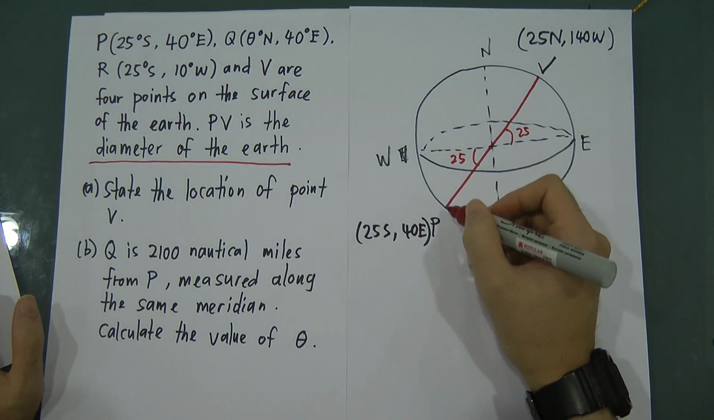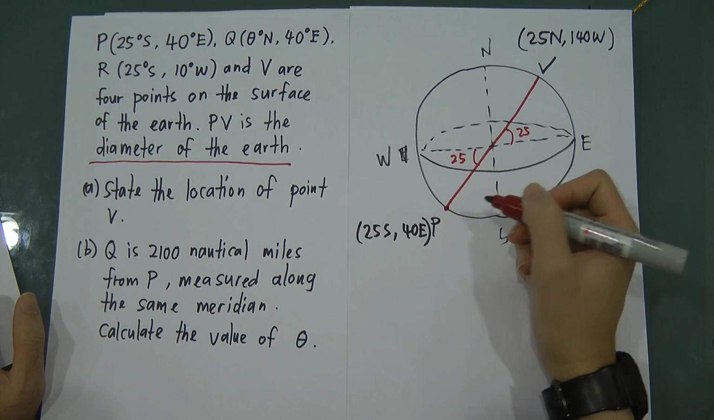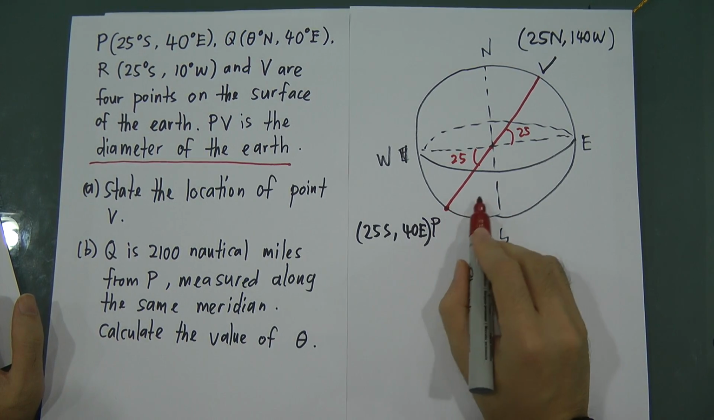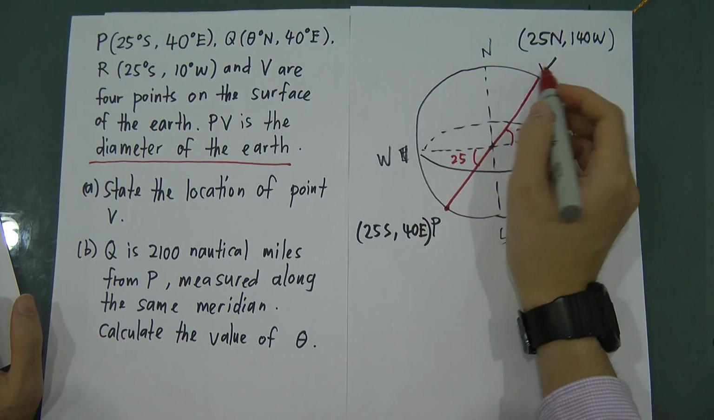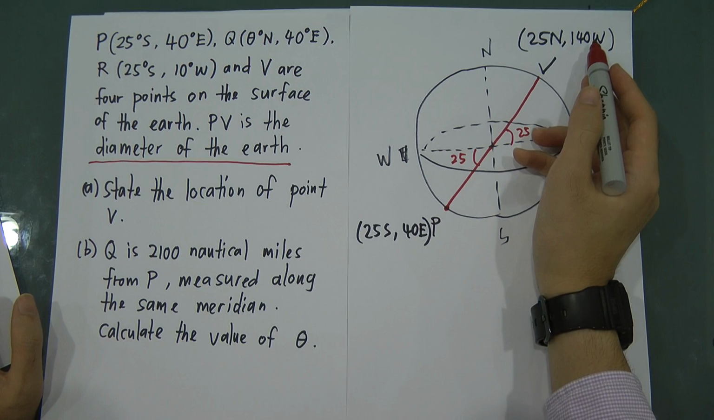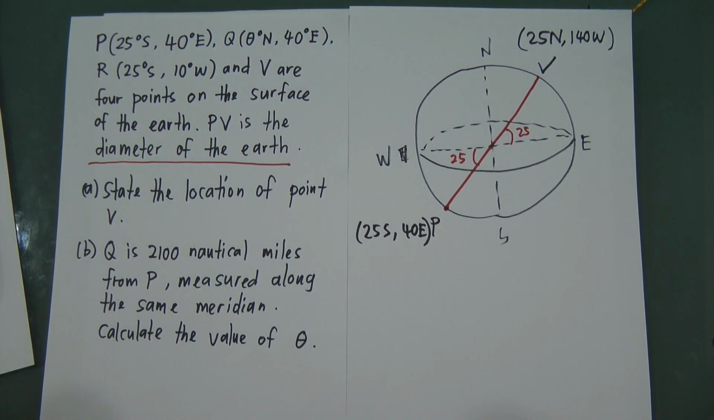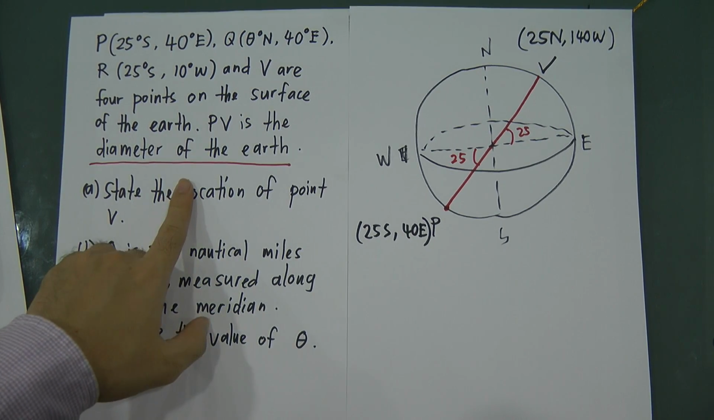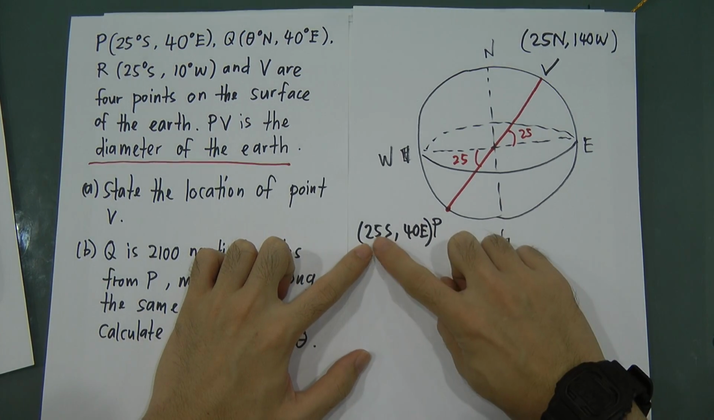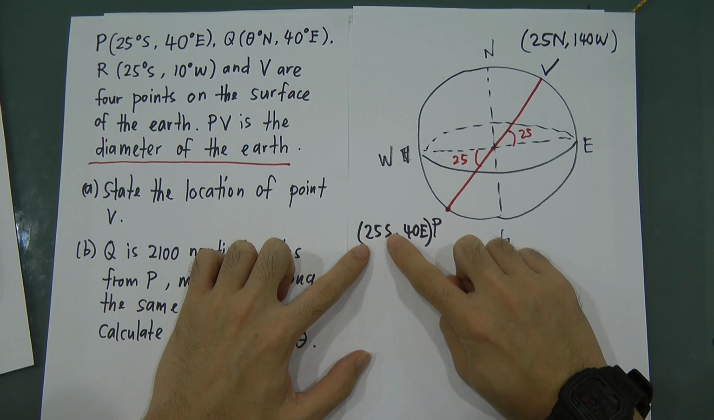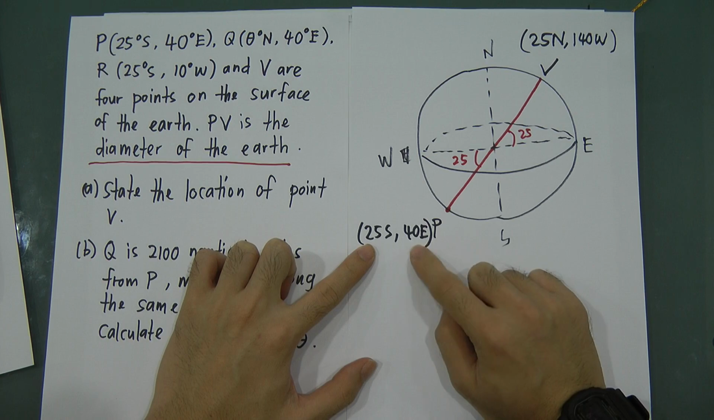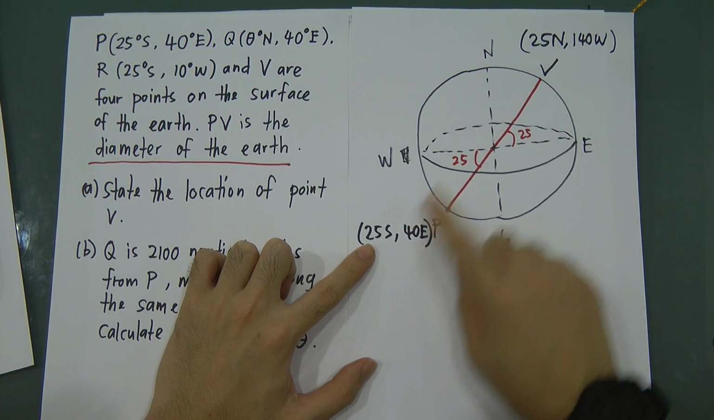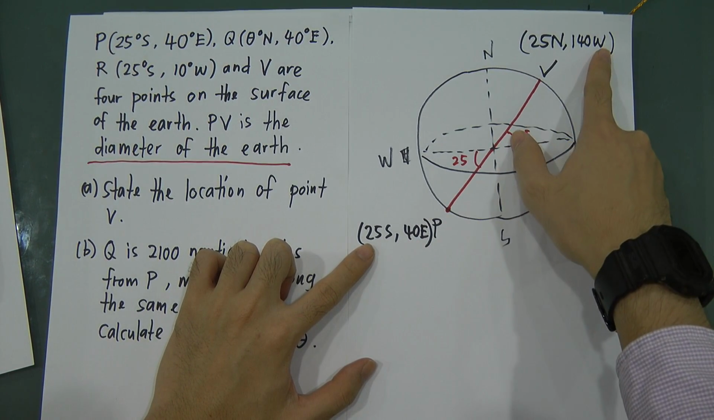If this location is 40E, the location on the other side will be 180 minus 40, so this will be 140W. So it's very simple. Whenever you see something like diameter of the earth, for latitude, if this is 25 south, you just change it to 25 north. And if this is 40E, you change it to 180 minus 40, and E you change to west.